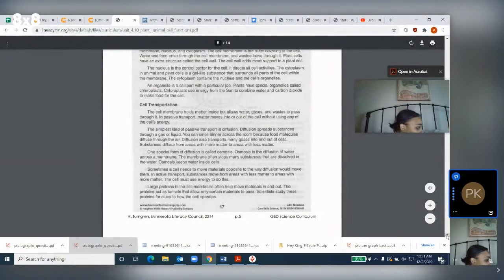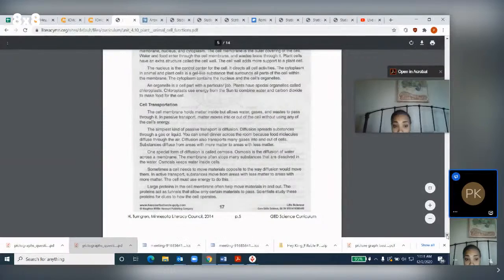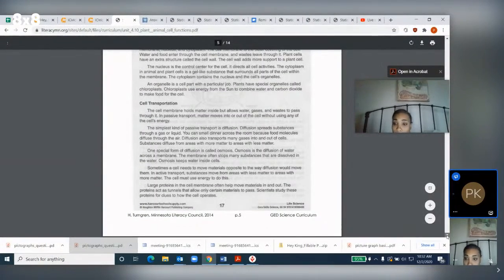It says sometimes the cell needs to move materials opposite the way diffusion would move them. In active transport, substances move from an area with less matter to an area with more matter. The cell must use energy to do this. It says large proteins in the cell membrane often help move materials in and out. These proteins act as tunnels that allow only certain materials to pass. Scientists study these proteins for clues to how the cell operates.